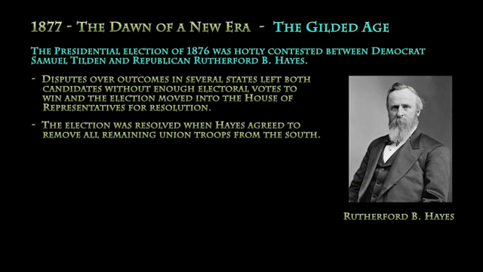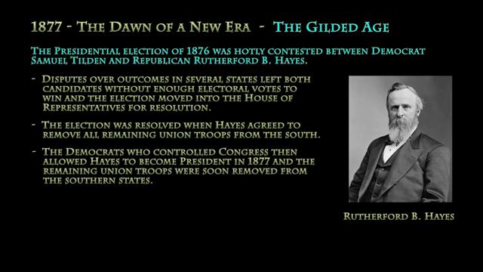The election was resolved when Hayes agreed to remove all remaining Union troops from the South. The Democrats who controlled Congress then allowed Hayes to become president in 1877, and the remaining Union troops were soon removed from the southern states.